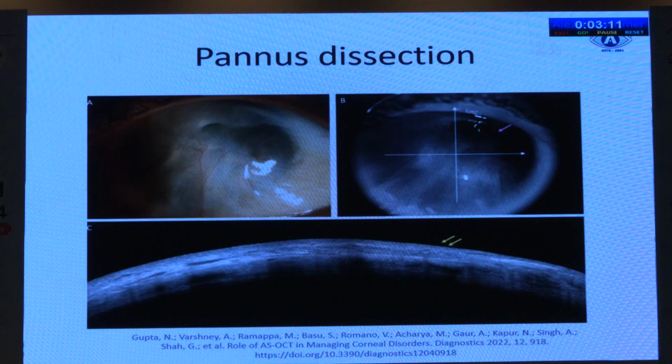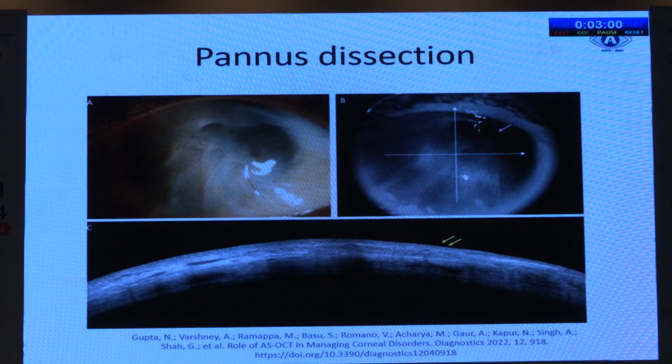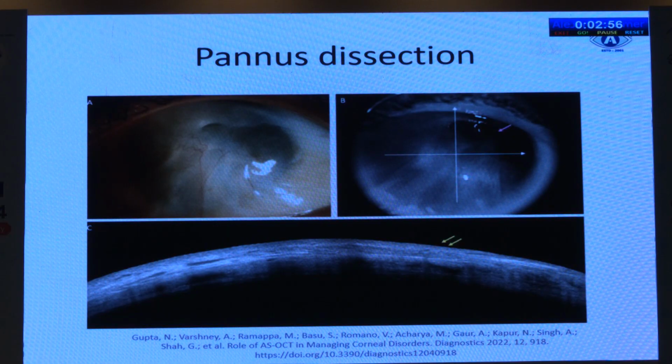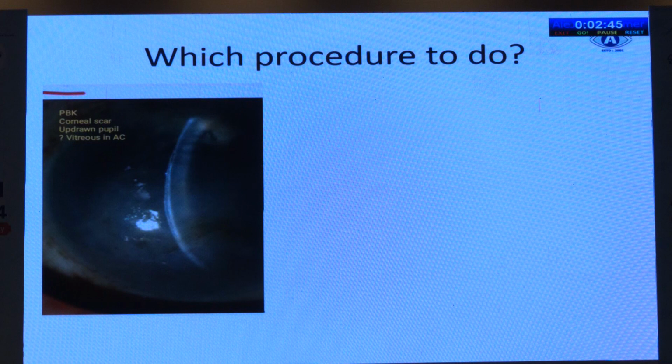This is a case of chemical injury with dense pannus, where the underlying stroma cannot be made out, nor what the haze is. But when you do an ASOCT, we could make out that when you dissect the pannus, there is a sufficient layer of underlying stroma, and you can get away with just removing the pannus; no additional lamellar procedure is required. So it also helps us decide which type of procedure to do.